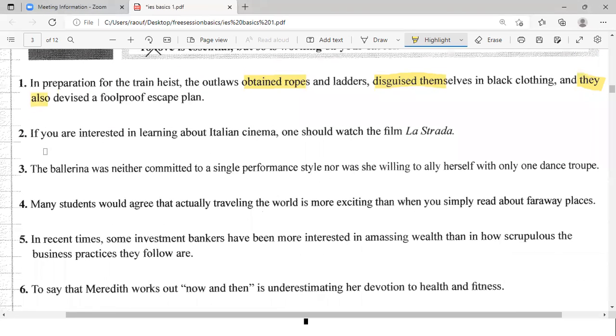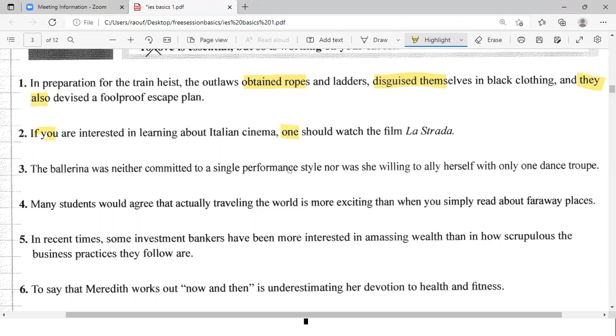Number 2 is here with the words "you" and "one". Since you're talking to "you", it should be "you". If you're talking to one, keep talking to one. Keep the parallel structure. So this sentence should be, if you are interested in learning about Italian cinema, you should watch the film La Strada.